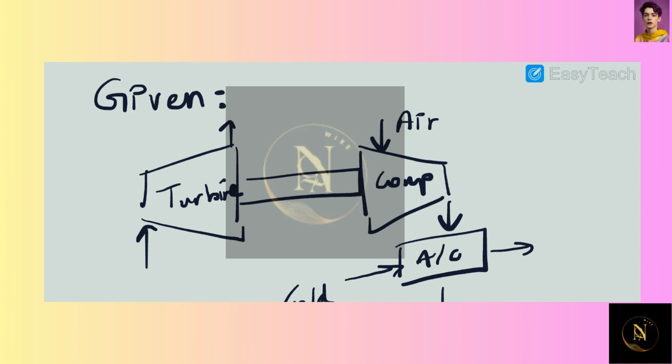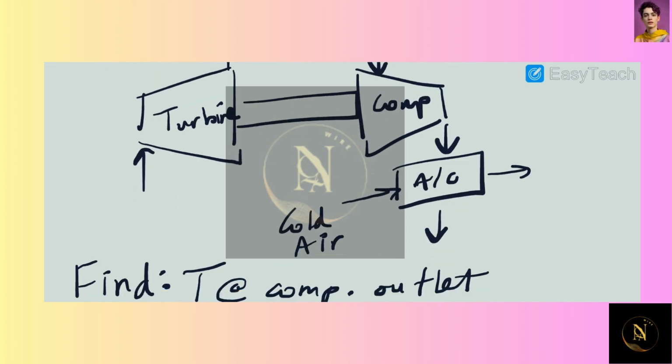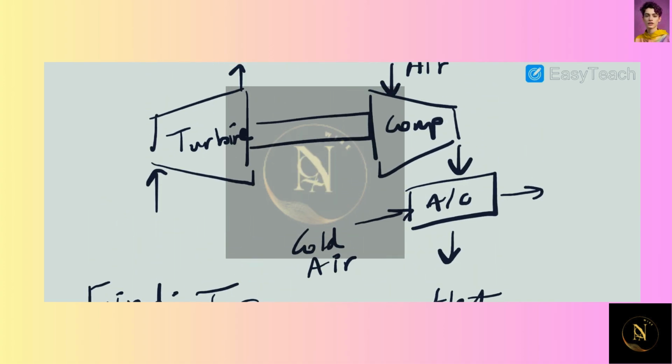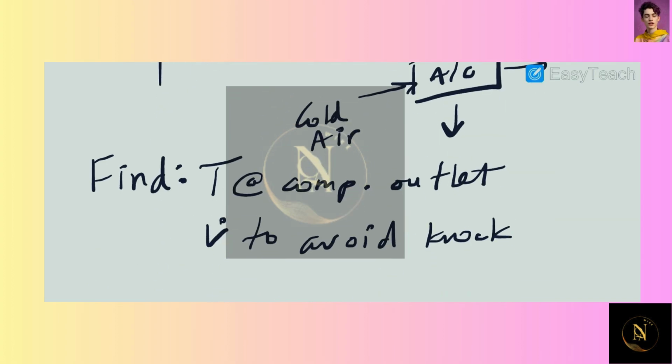Hi everyone, so what we have is a turbocharger system that is connected to a charged air cooler to cool the air coming into an IC engine. What we're asked to find is the temperature at the outlet of the compressor and the minimum volume flow rate of air required to avoid knocking.